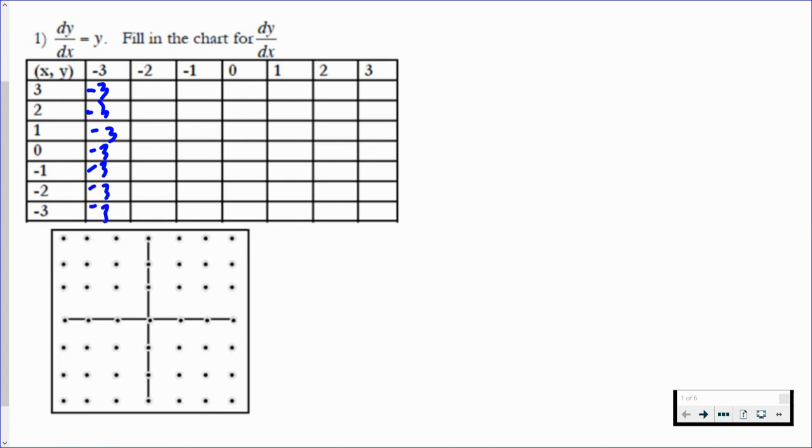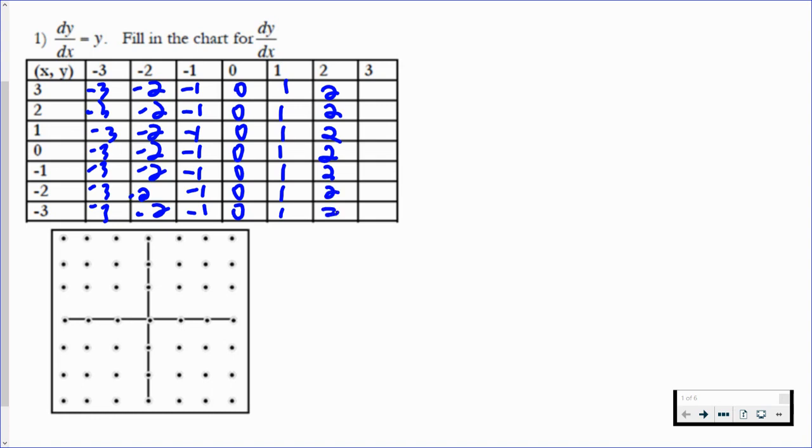The slopes at any point where y is -2 are all going to be -2. The slopes anywhere where y is -1 are all going to be -1. Slopes anywhere where y is 0 are all going to be 0, no matter the x. Obviously this one in particular is always dependent upon the y value. That's not true for every differential, but it is for this one.